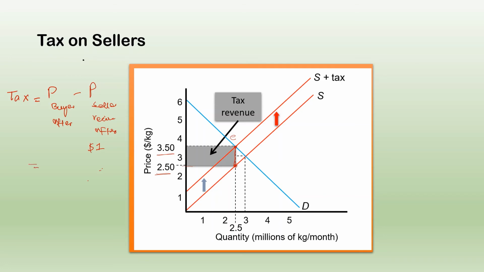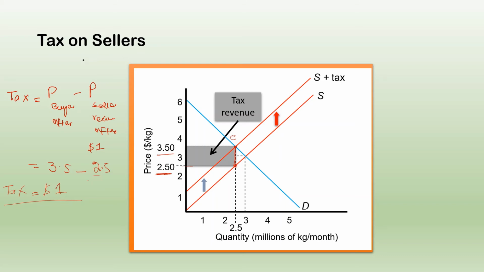So the buyer is actually paying 3.5, right, while the seller is receiving how much price? 2.5, right, which is determined by this vertical distance. Okay, 2.5, because actually the seller is receiving 3.5, but out of that 3.5 he is paying $1 tax, and after paying $1 tax he is left with price 2.5. So the difference between them is equal to $1, which is the amount of tax. This is one method to find out the amount of tax.